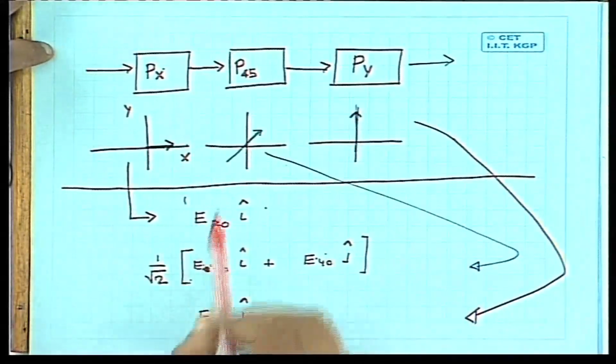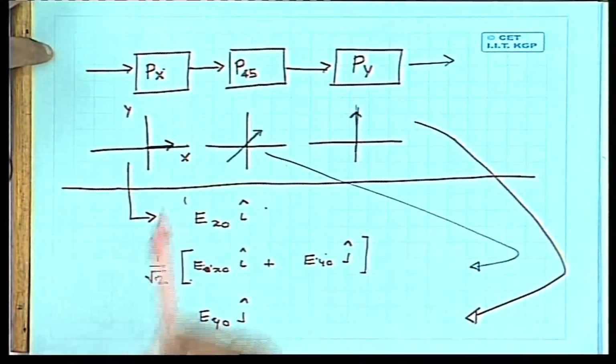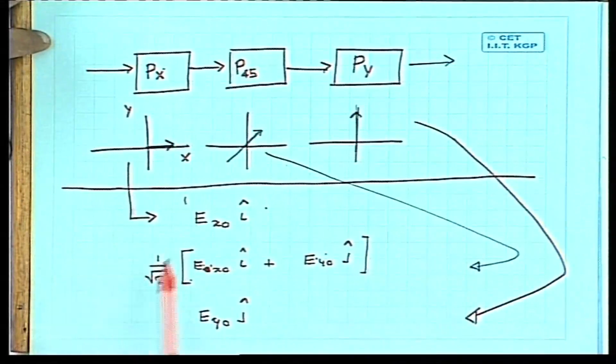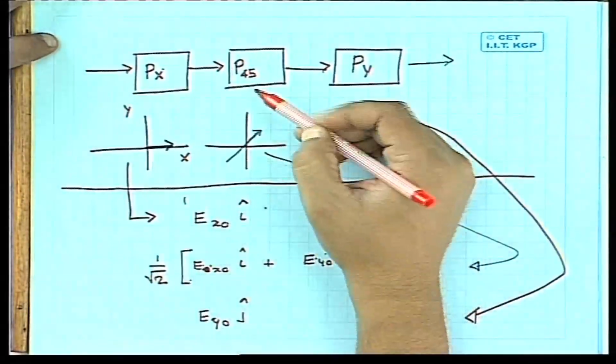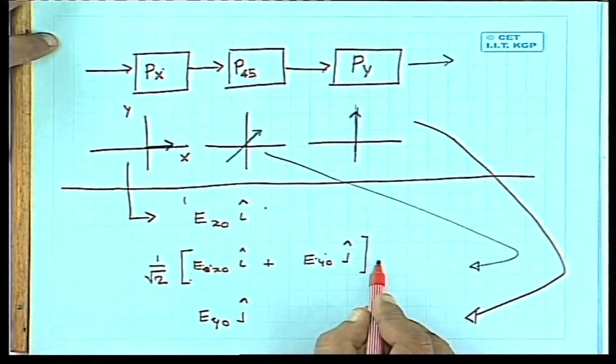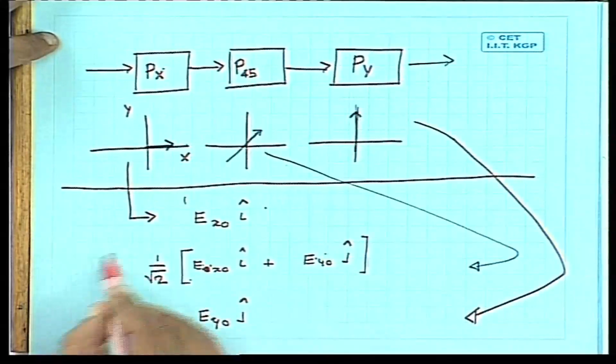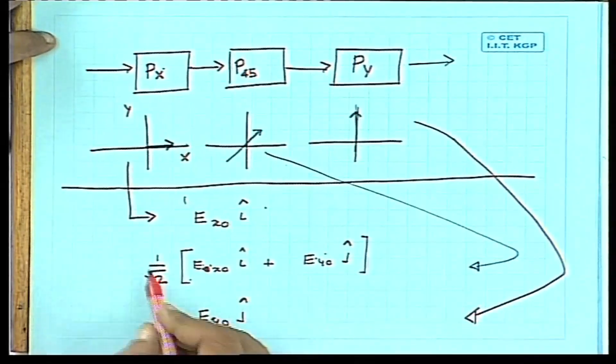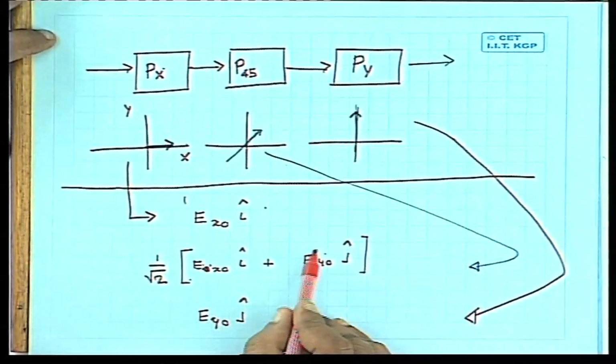So initially I have no y component of the electric field. The y component has been totally wiped out after this. Once I make a measurement of the polarization along the 45 degree axis, the polarization state is given by this vector times some amplitude. So now we see that the y component has been reintroduced.